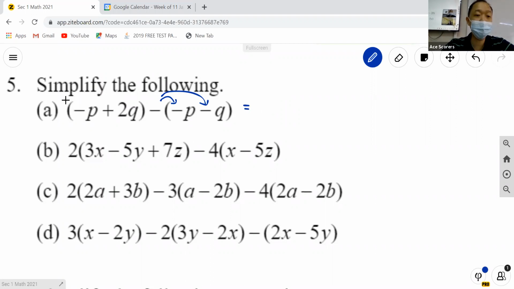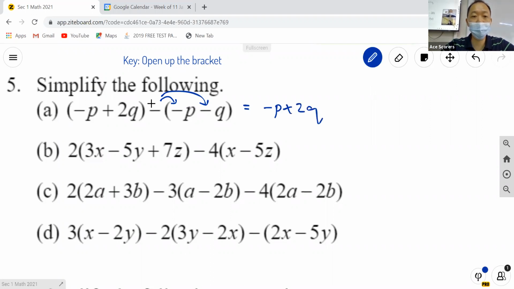Now over here, nothing to rainbow in, so just open up the bracket. Yeah, let me write down. The key is to open up the bracket for this. So how to open up the bracket? Now the first bracket there's nothing to do. It's just the same. So it's minus p plus 2q, right? I leave it like that.